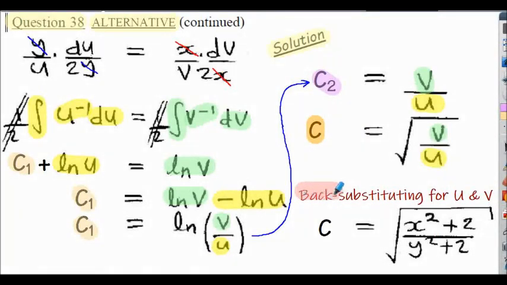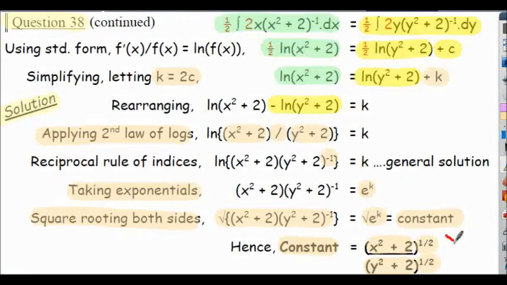And finally, back substituting for u and v, I have my final solution for c. It's the square root of x squared plus 2 divided by y squared plus 2. And that's essentially the same expression for c we found in our previous solution, shown here in a slightly different format, that's all.